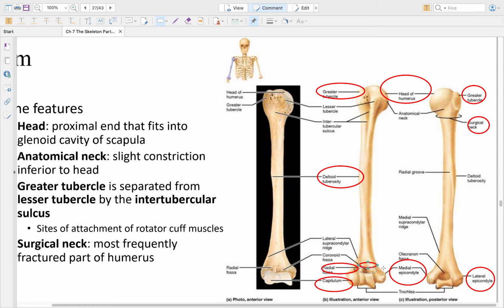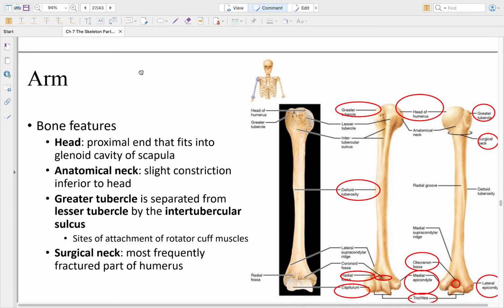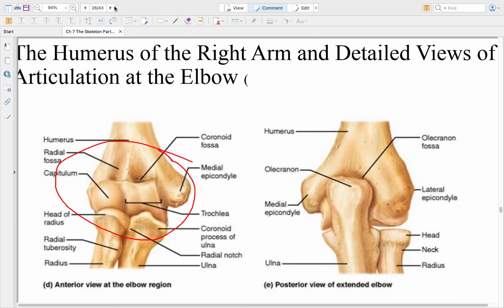right there. Now, if we were to flip this over and look at the posterior view, see this perfect circle, and right above the trochlea is called the olecranon fossa. Right there, right there. Very good. Now you want to take the humerus bone and learn all the markings from it that we have in our list.